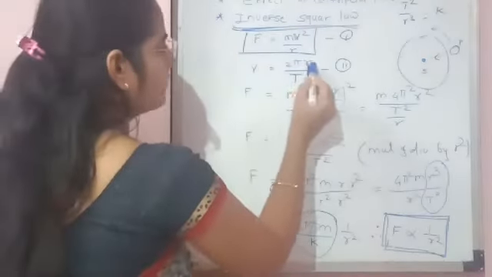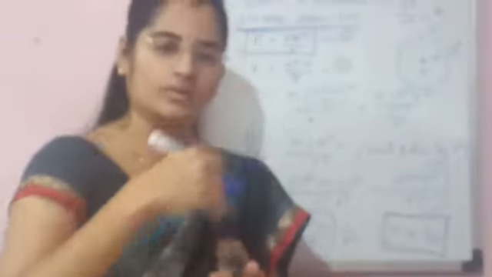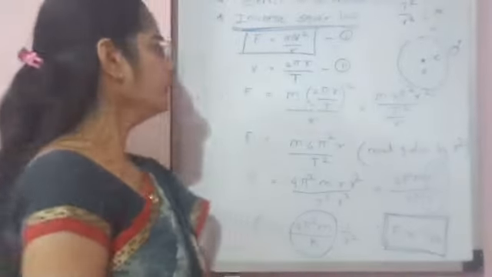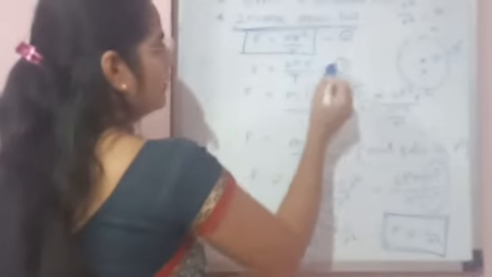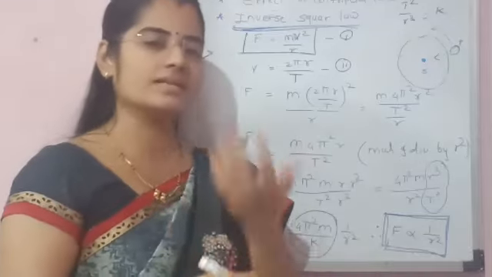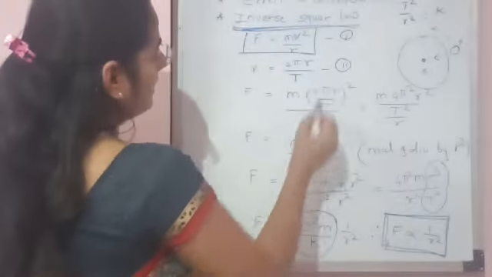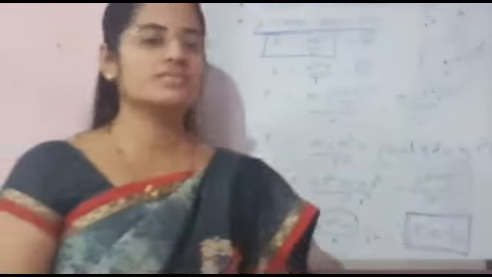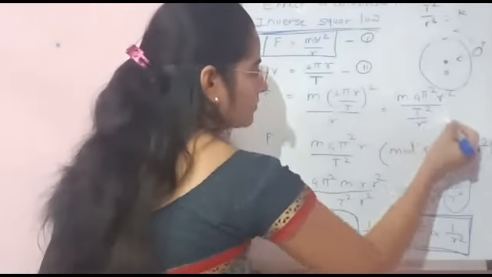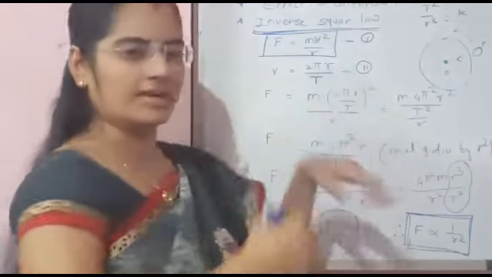Displacement is equal to the circumference of the circle, 2 pi r. And what is the time required for that planet to move along the circular path? That time is equal to capital T, the time period. Call this equation number 1 and this equation number 2. Put this value of velocity in the centripetal force formula. Since v is squared, the whole value is squared: 2 squared is 4, pi squared, r squared divided by T squared, and the whole divided by r.